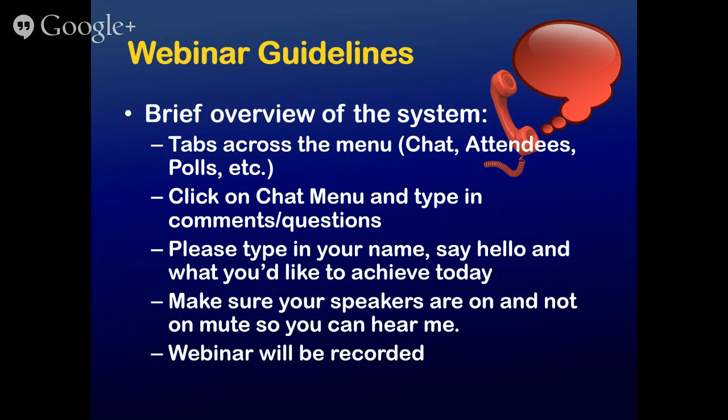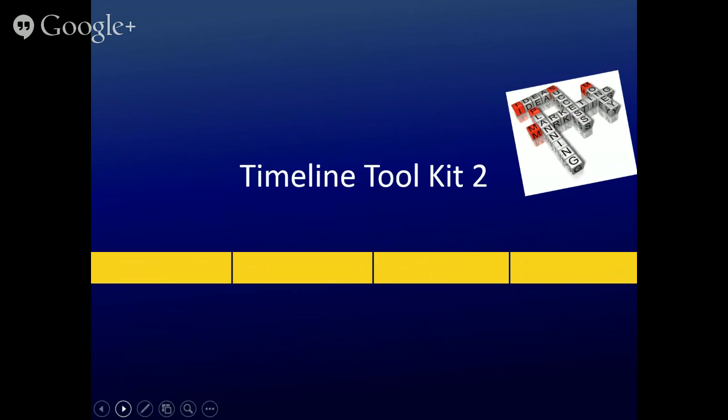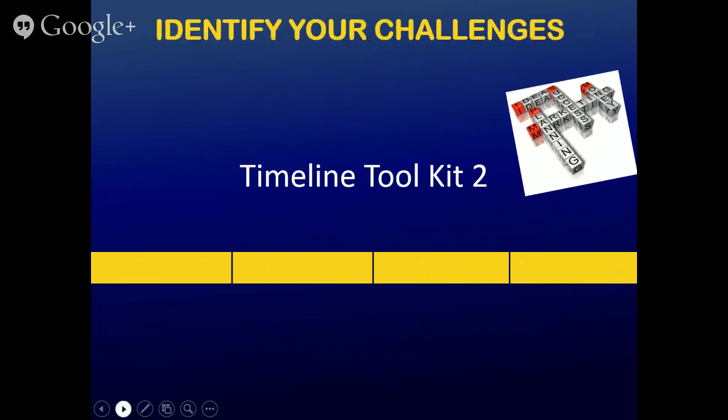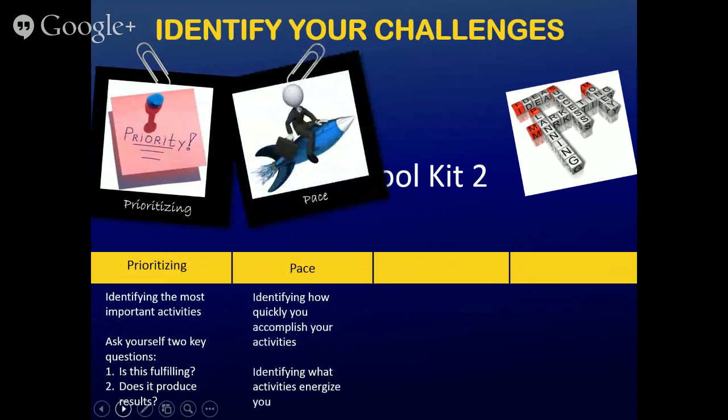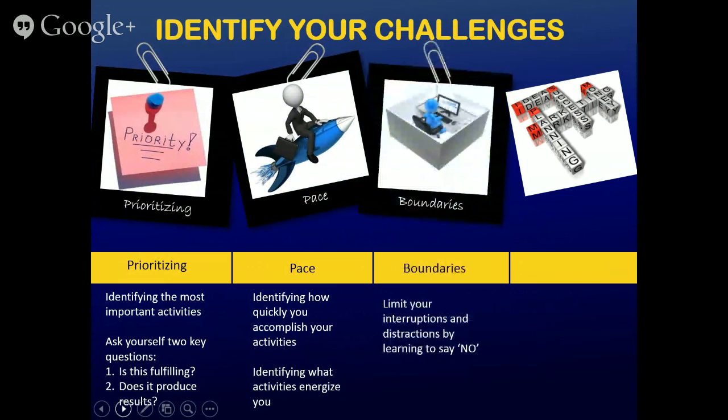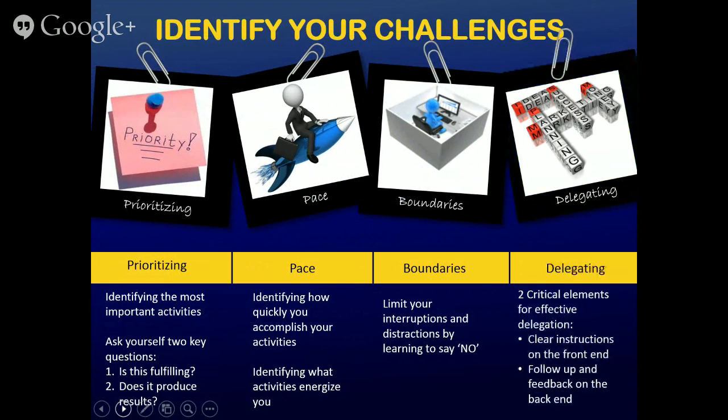All right, very good. So let's go ahead and get started. Last week, the last 2 weeks, we talked about 4 different components. And basically within time management, there's 4 key areas. The first one is prioritizing. The second one is setting your pace. We covered both of those in session 1. And then last week we talked about setting boundaries and managing interruptions and time wasters. That's session 2. And then today we're actually going to talk about delegating and workflow and overall organization.